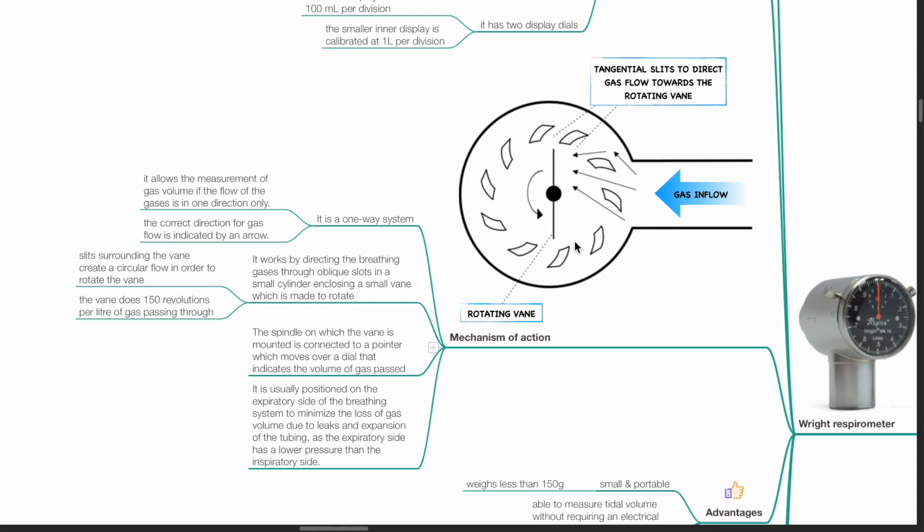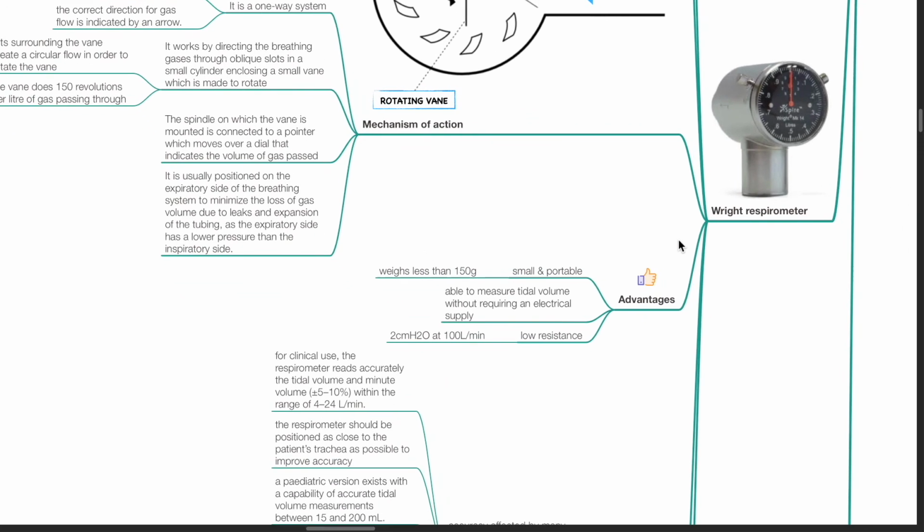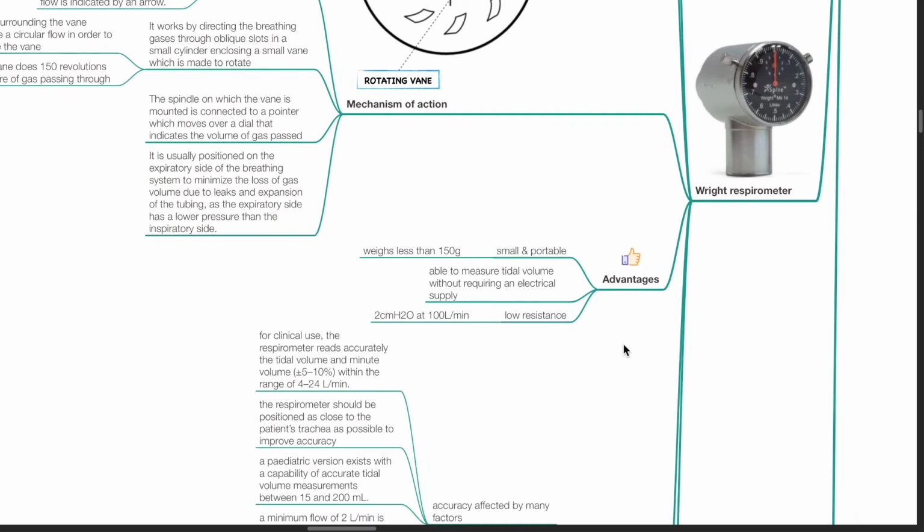It is usually positioned on the expiratory side of the breathing system to minimize the loss of gas volume due to leaks and expansion of the tubing, as the expiratory side has a lower pressure than the inspiratory side. Advantages: it is small and portable and weighs less than 150 grams. It is able to measure tidal volume without requiring an electrical supply. It has low resistance of 2 cmH2O at 100 liters per minute.